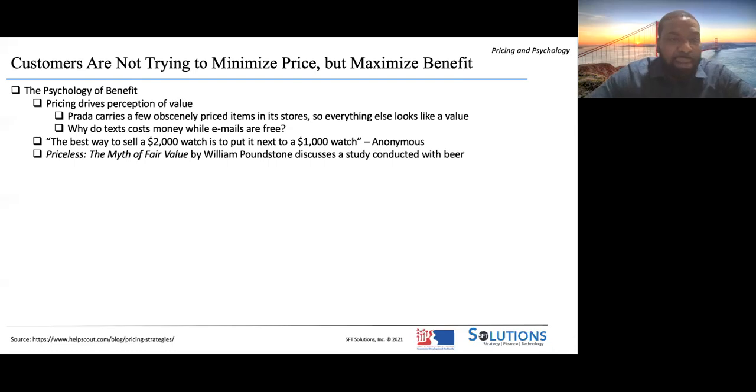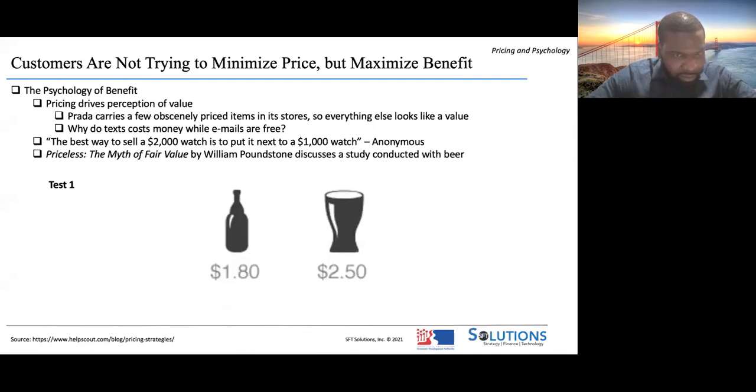So there was a study done by this psychologist named William Poundstone. He did a study with beer. Pretty simple, right? All the beer was equivalent, similar sizes and everything, right? He priced them a little differently. He priced one beer at $180, the other at $250. 20% of the time, people chose the lower priced option, and 80% of the time, consumers chose the higher priced option. Keep in mind, the beer was identical, right?